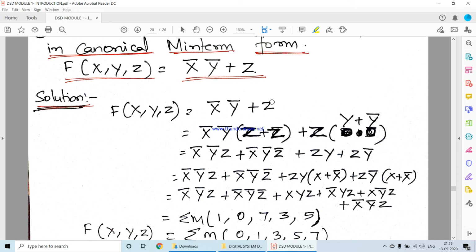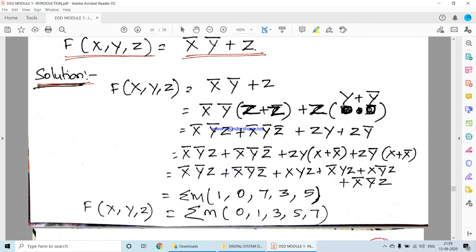Now with this z, we don't have y and x. So what I do is, first I will multiply this z with 1. So z into 1. 1 can be written as y plus y bar. Therefore z into y plus y bar. Now I will multiply these two terms now. X bar y bar z. See, I got all three variables. Fine. X bar y bar z bar. Again I got all three variables. So this is converted into standard form now.